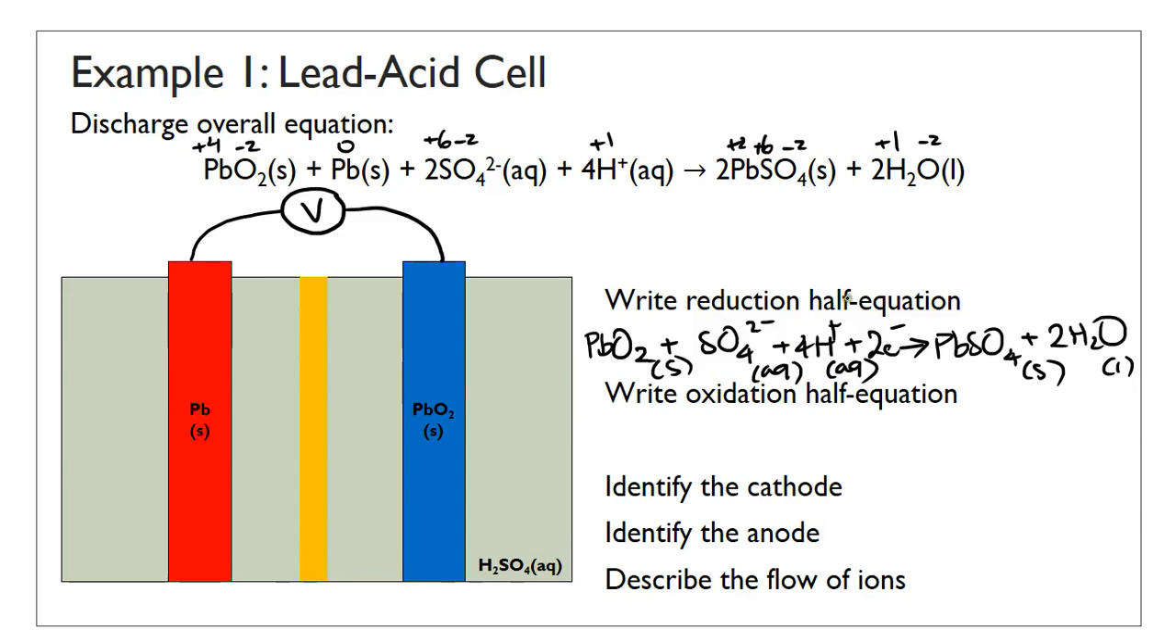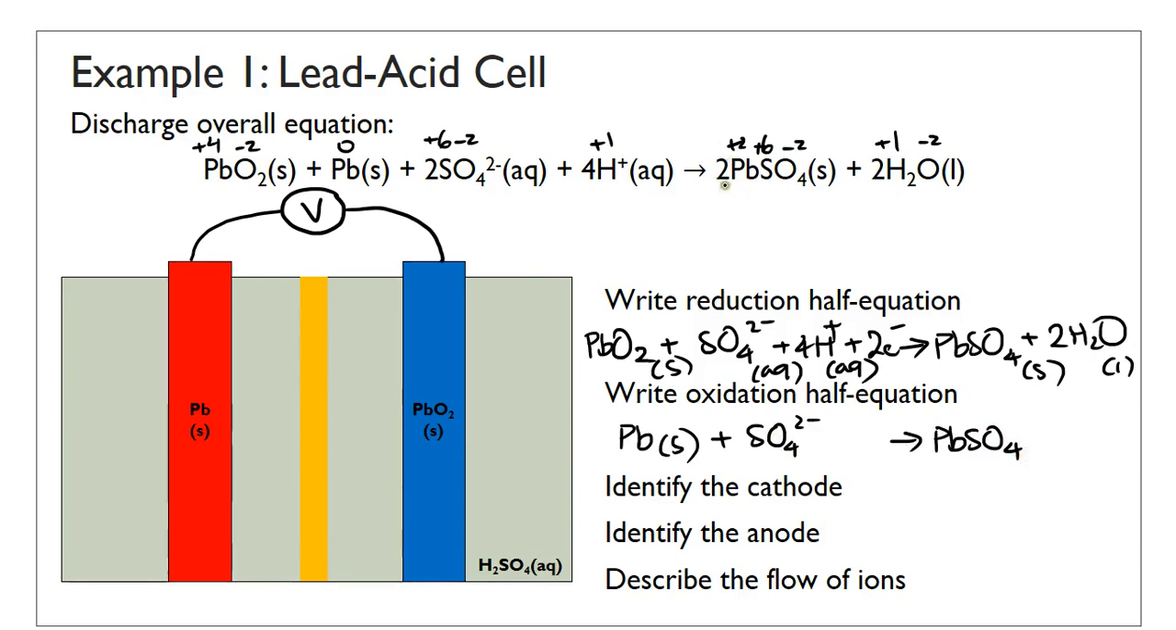Now, once you get the reduction one, if you want, you can subtract it from the overall to get the oxidation, which I'm going to do now because I really can't be bothered. So Pb, because this one's really easy. So 1SO4, so there should be 1SO4 2 minus here. The 4H+ is used, the water is used, so I just need PbSO4.